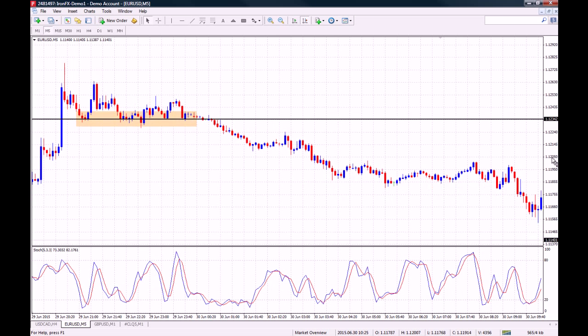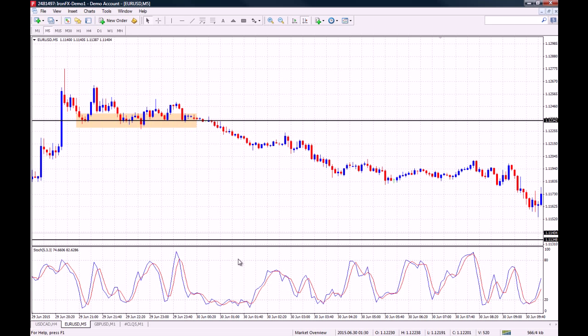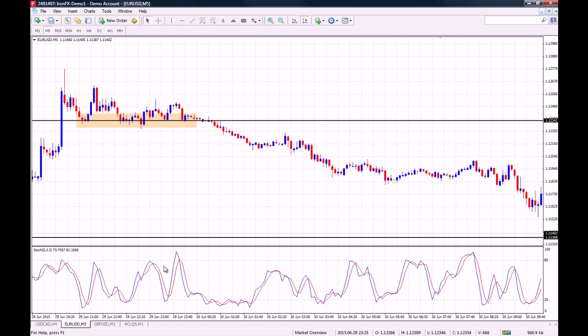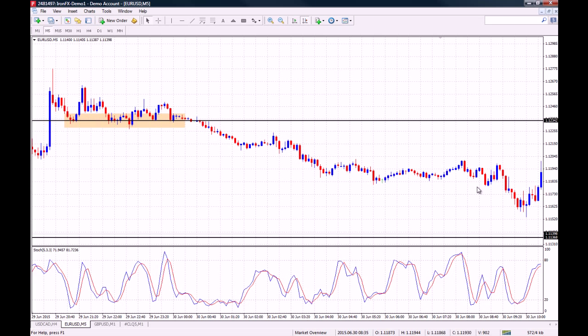Okay, now let me show you where the area of support is. The area of support is right here. Now this is the first thing we're going to do. We are going to wait for price to test back this area of previous support, broken to the downside, as resistance, and test this previous area of support again as support.